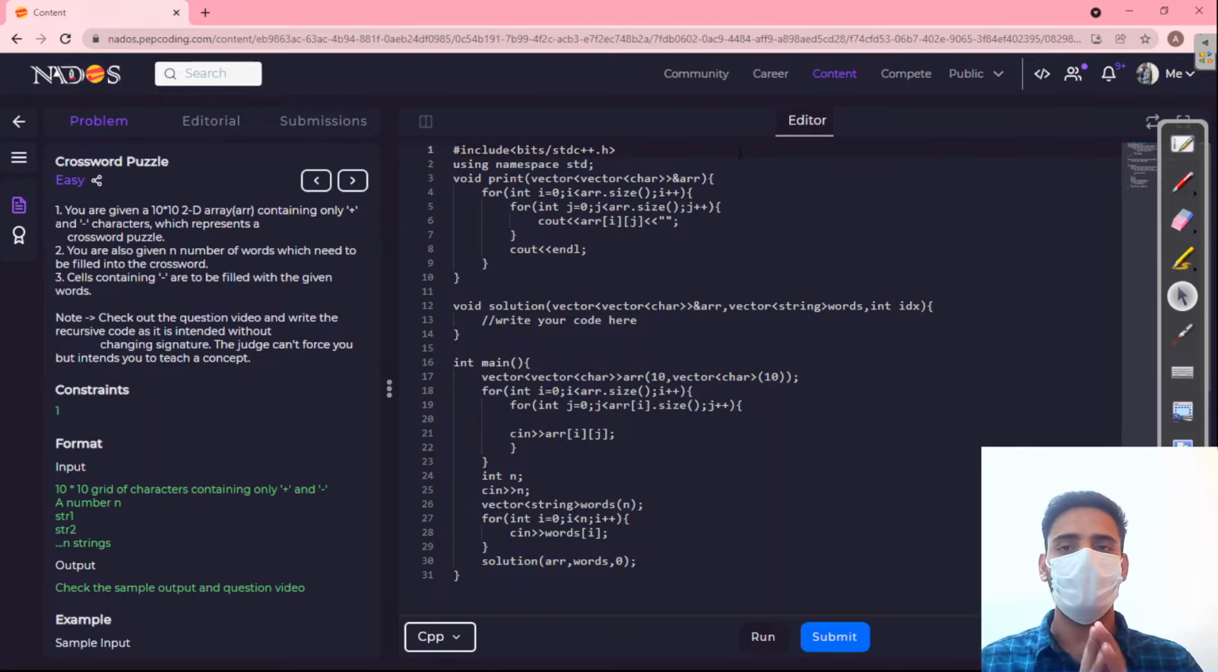Today we are here to solve a question named Crossword Puzzle. This question has a very big name in the market, and it is going to be very interesting. Please pay attention to this question.